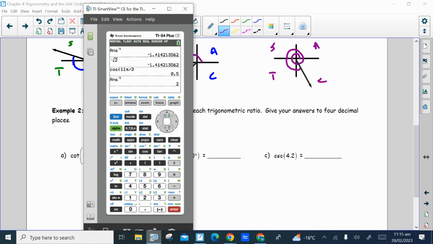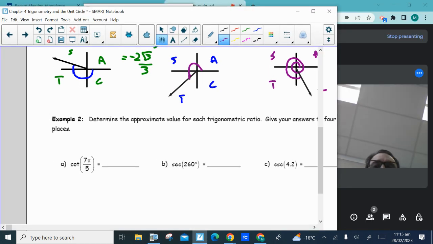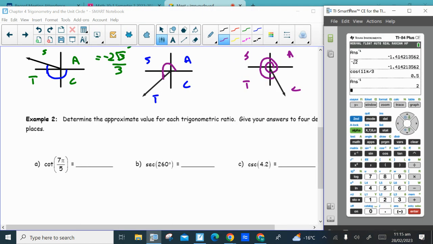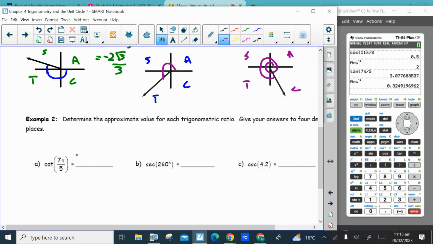We have to be in radian mode, which we are. But we have to first take the tan of 7 pi on 5, and then the reciprocal to get the cotan. So to 4 decimal places, it'll be 0.3249. To 4 decimal places. Let's skip and do question C now, because that's also in radians.